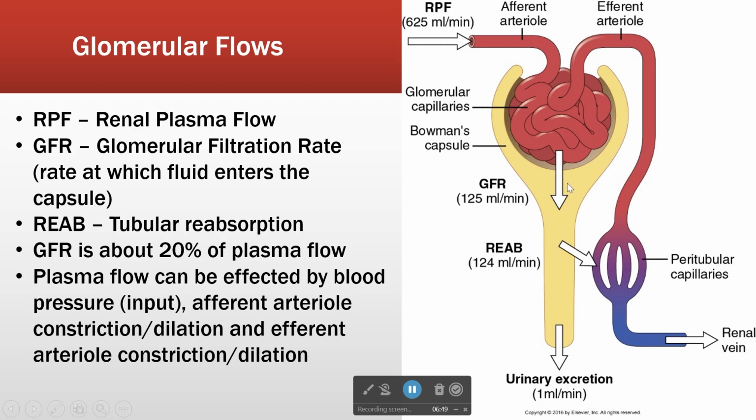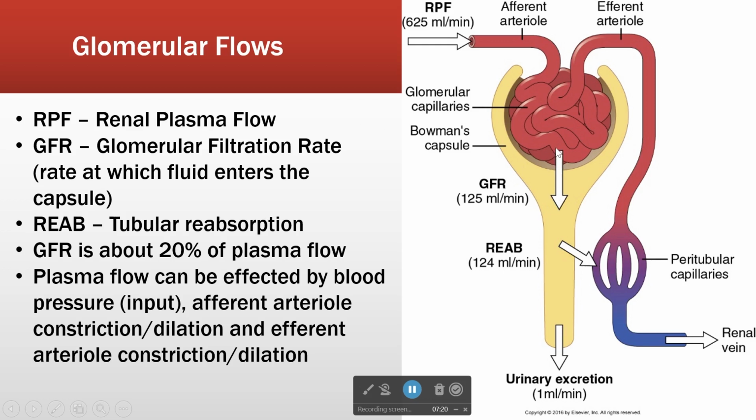So important concept, GFR. And in our picture here, GFR is the white arrow right here. So it's fluid leaving the glomerulus. So 625 mLs per minute of plasma flow, we get 125 mLs per minute of glomerular filtration out of that. So that's about 20%. So 20% of the plasma flow comes out in the capsule as GFR.